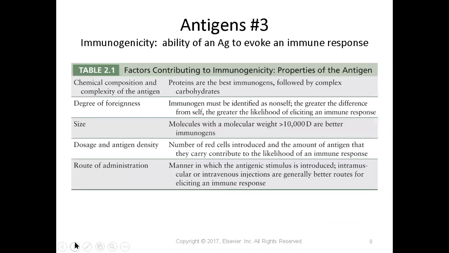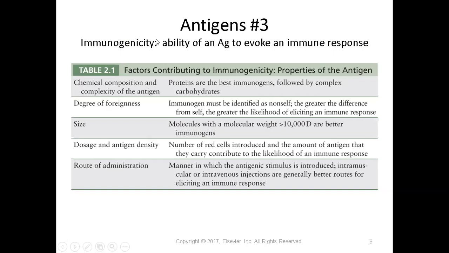Next, we see table 2.1 from our textbook, and these are factors that contribute to the immunogenicity of an antigen. And so you might say, well, what the heck does immunogenicity mean? It's up here on the top of the slide. Immunogenicity basically refers to the ability of an antigen to evoke an immune response. And remember, evoking an immune response is when we are making that specific antibody that would be directed against that antigen, okay? So what factors contribute?